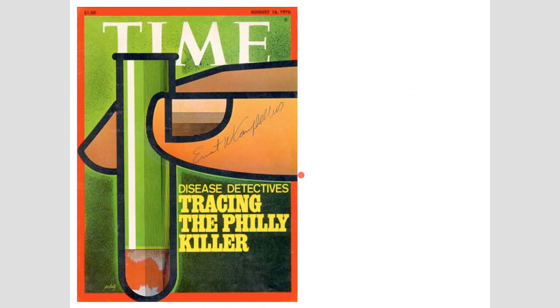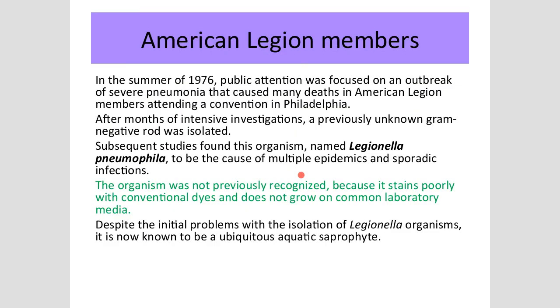Okay? All right, so you can see another problem we have in the Time magazine. It's a disease detective tracing the Philly killer. So again, a historical perspective, just to have you wake up a little bit. There was a conference taking place for American Legion members. They all became sick, right? 76. It was big news. They all had severe pneumonia. Deaths occurred in Philadelphia at a convention, right?